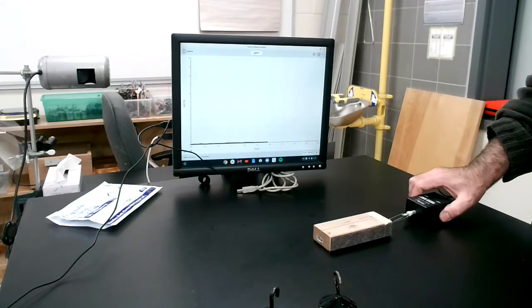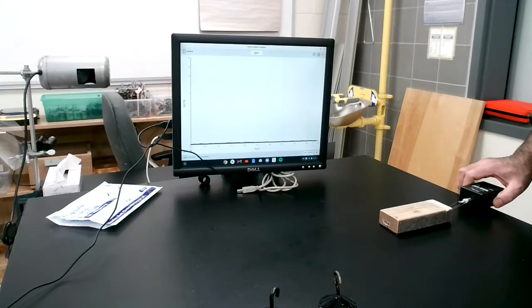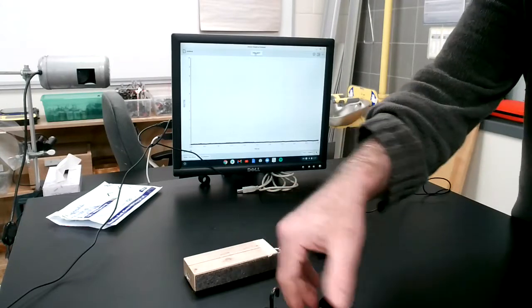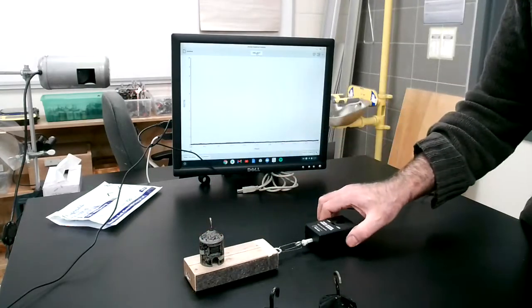Wow, that's almost nothing. Almost no force to make it move at a constant speed. So let's increase that. Let's put a little more and see what happens.